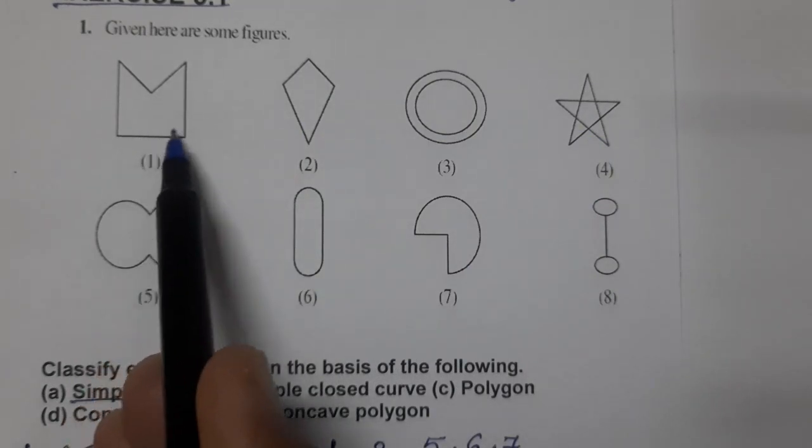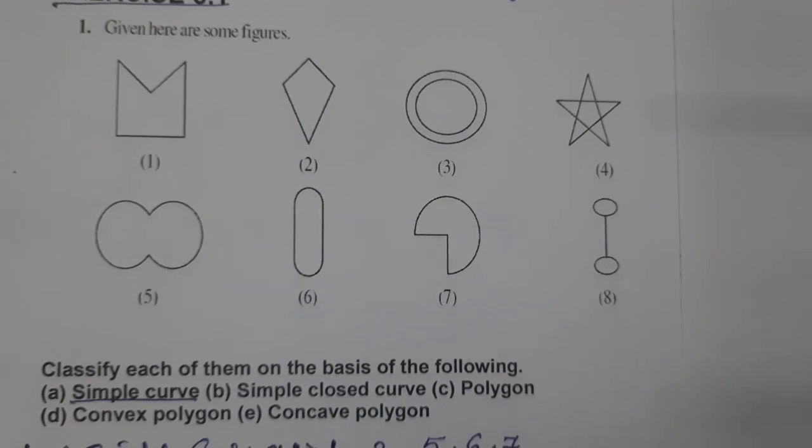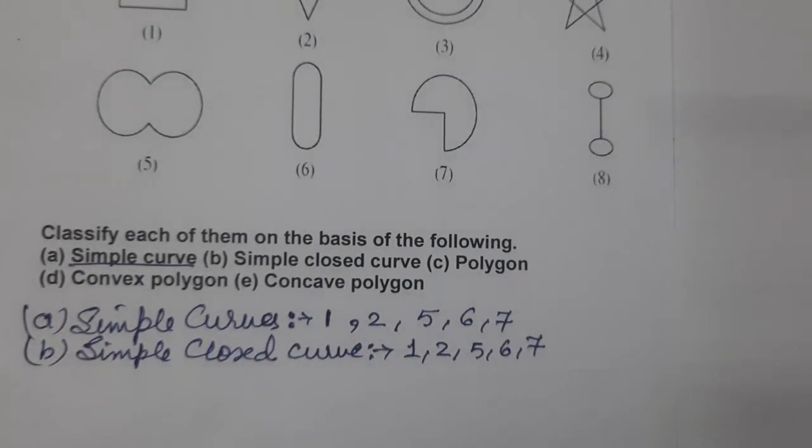So how many are there? 1, 2, 3, 4 and 5. So these are the simple closed curves. So what are there? 1, 2, then 5, 6 and 7. Means answer is the same as this one. So 1, 2, 5, 6 and 7 are simple closed curves.